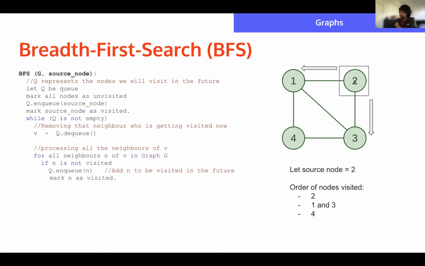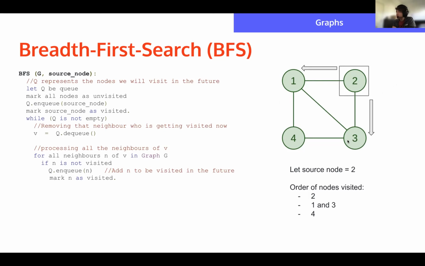So what we'll do here, we'll start at 2. We're going to add all of 2's neighbors to the queue. So we're going to add 1 to the queue, and then we're going to add 3 to the queue. Now, pulling from the front of the queue, we're going to start at 1, and we're going to add 4 to the queue. We're not going to add 3 to the queue because 3 has already been visited. We've already added it to our queue.